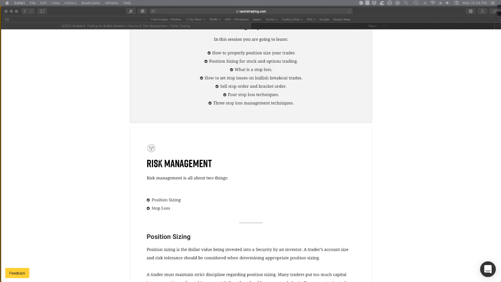All right, here's another important concept check for us. When it comes to risk management, you have two principal lines of defense. The first is position sizing, and the second is stop loss. Now, in this video, we're going to talk about position sizing, and in other videos, we'll spend some time talking about stop loss placement and techniques.